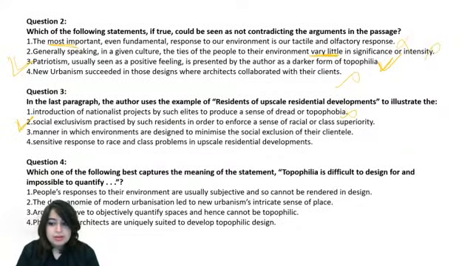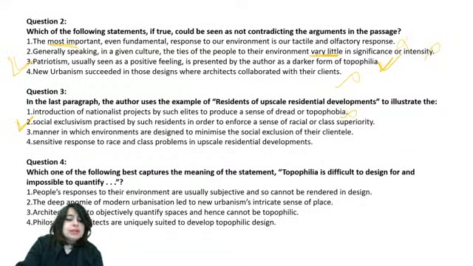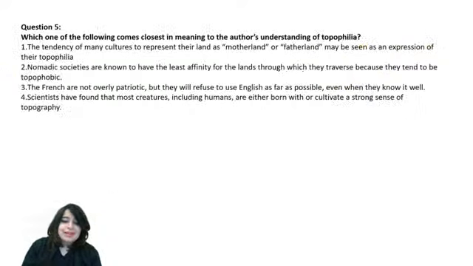Okay, so Henry David liked the pond while Tuan liked the desert. So this is some kind of subjectiveness which has been shown. Let's look at the options. It says people's responses to their environment are usually subjective, so they cannot be rendered in design perfectly. This is exactly what we were looking for, the correct answer. Let's look at the last question.